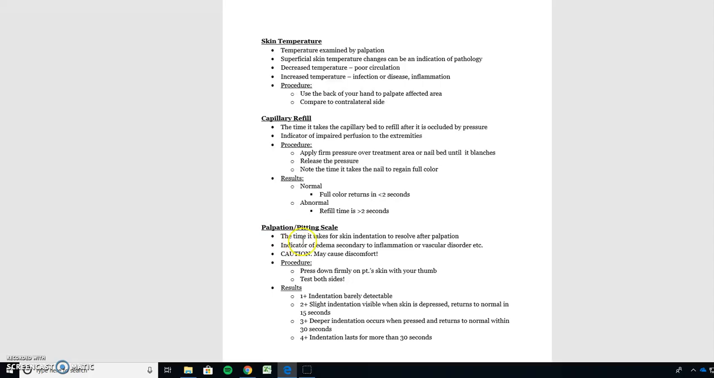So the pitting scale evaluates the time it takes for the skin indentation to resolve after palpation. So this is a good indicator for edema, secondary to inflammation, or some type of vascular disorder, so it could be related to cardiovascular problems. But keep in mind that if somebody has a very edematous or very swollen part of their body, it's going to be kind of painful for you to be applying pressure there.